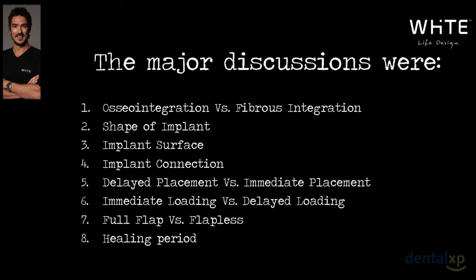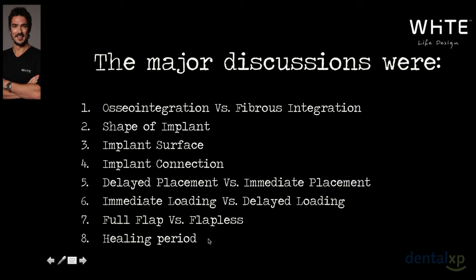But what really got me were these major discussions, and I've been blessed to be able to go around the world and visit a lot of colleagues and see a lot of lectures around the world. I would say that over the last decade, the biggest discussions were osseointegration versus fibrous integration. What kind of integration were we having? The shape of the implant, cylindrical, conic, what kind of implant was better? The surface of the implant. There was a big discussion for many, many years, and I think there's still a lot to come on this matter. Implant connection, internal or external, what would be better?